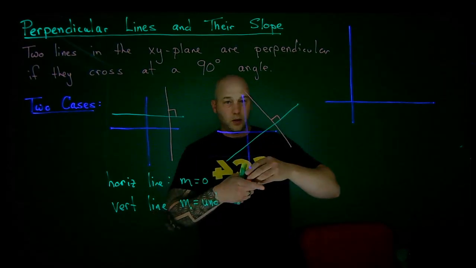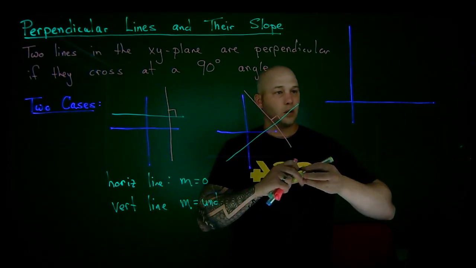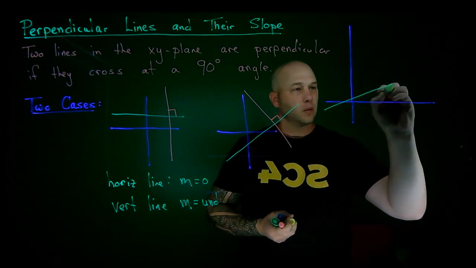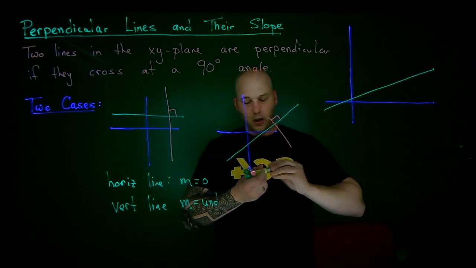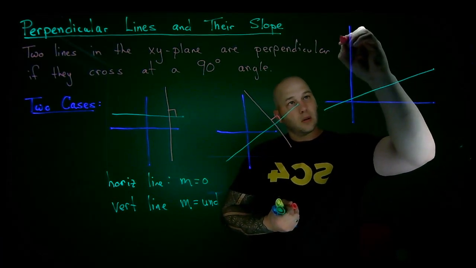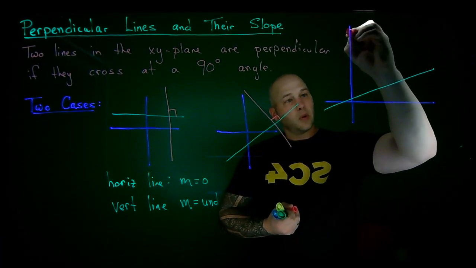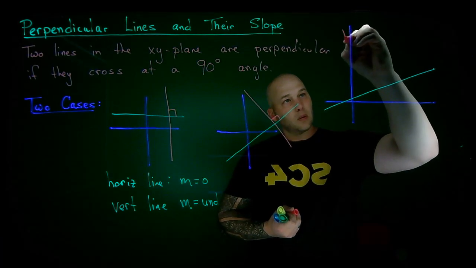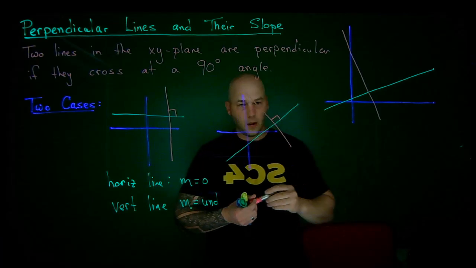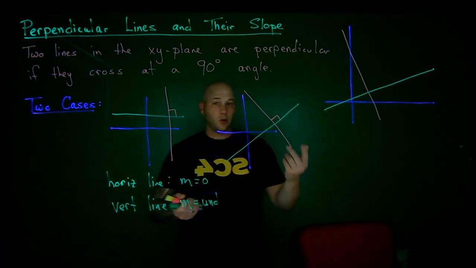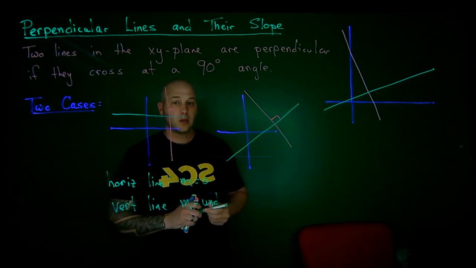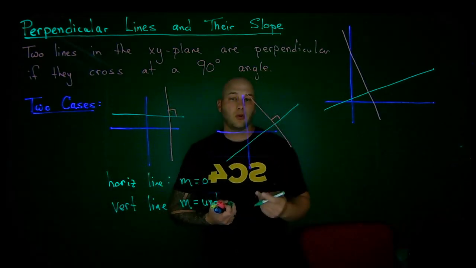Okay, so let's say one of my lines is here, and I'm going to draw a line that's perpendicular to that, so it would look like this. And of course they pass through at a 90-degree angle. Let's take a look at the relationship between the slopes. Remember, the slope is the rise over the run.